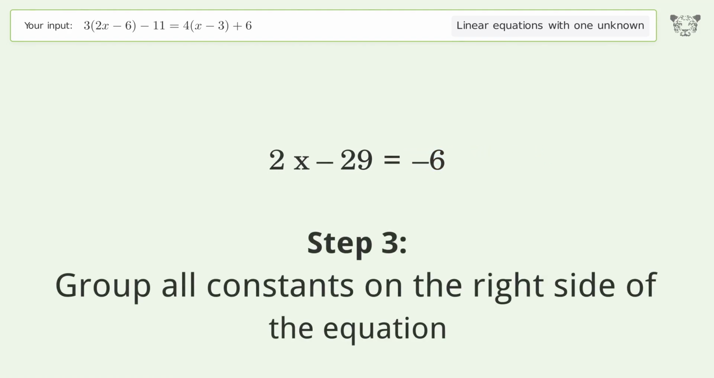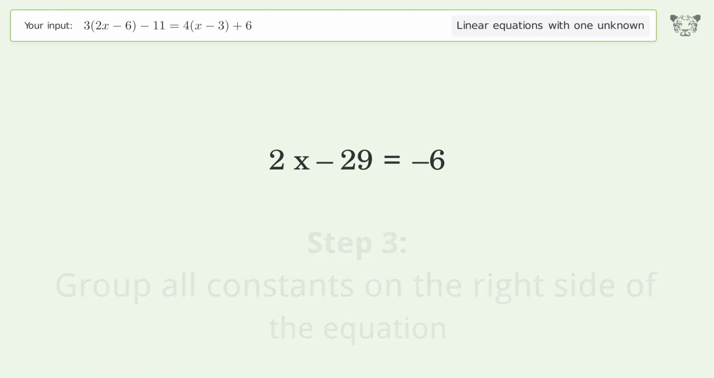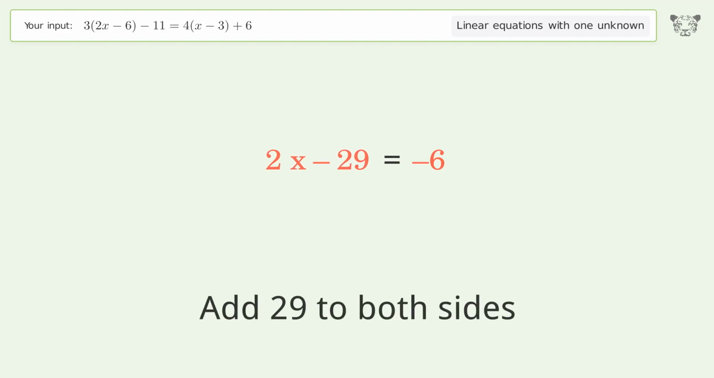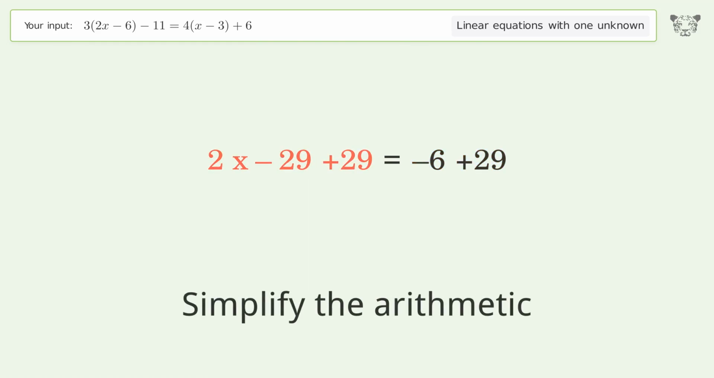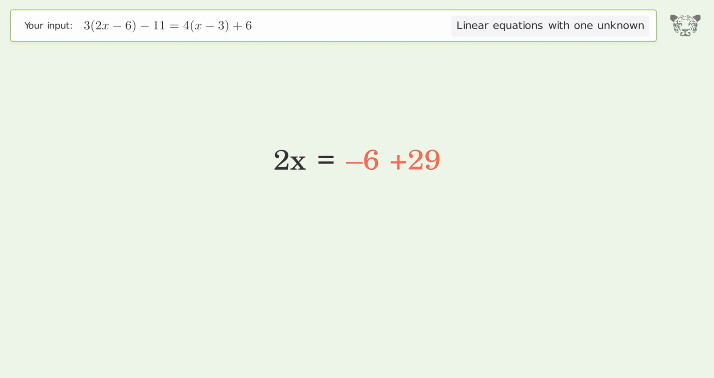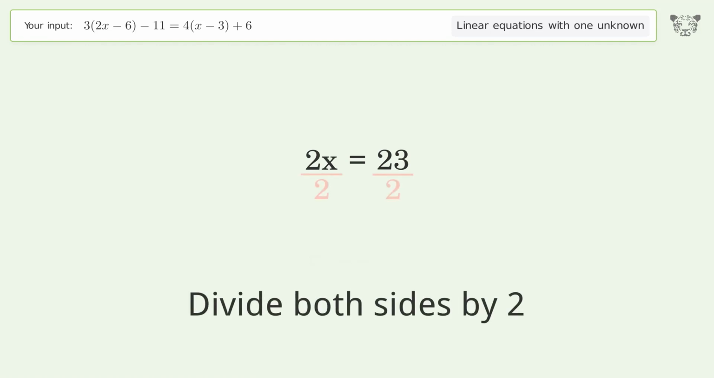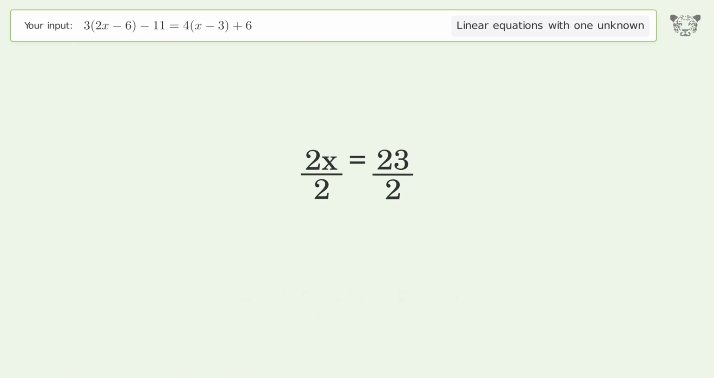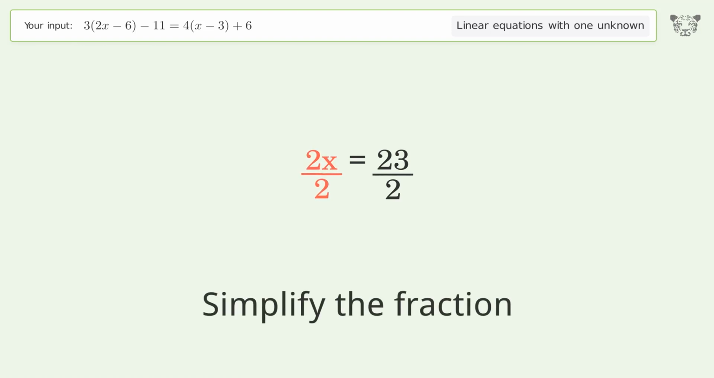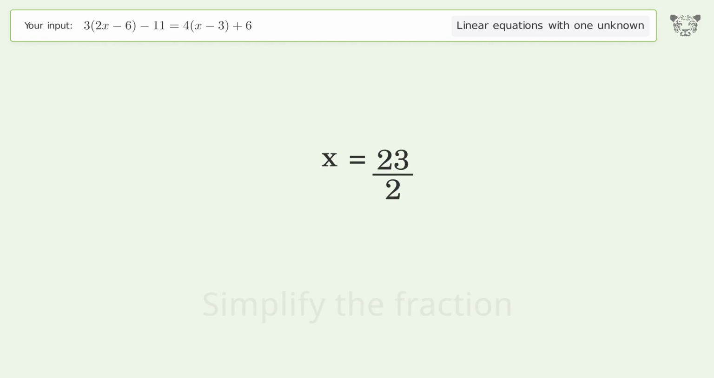Group all constants on the right side of the equation. Add 29 to both sides. Simplify the arithmetic. Isolate the x. Divide both sides by 2. Simplify the fraction. And so the final result is x equals 23 over 2.